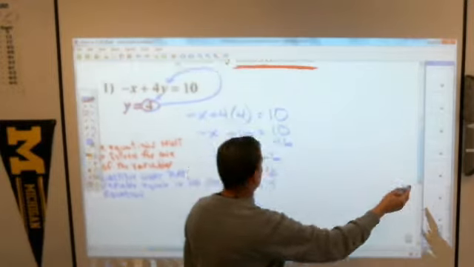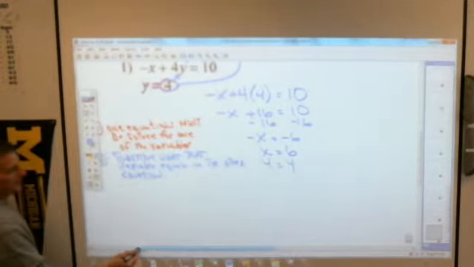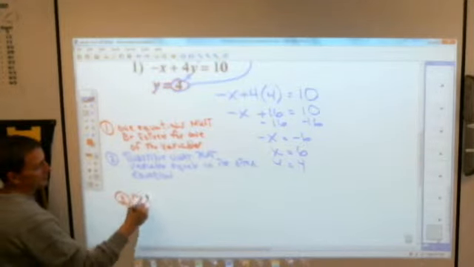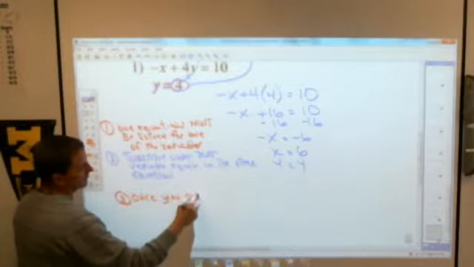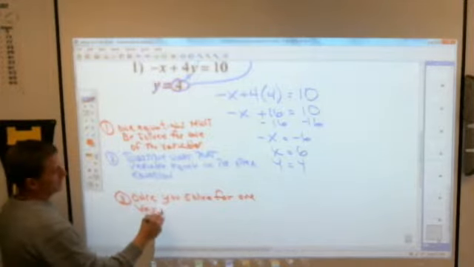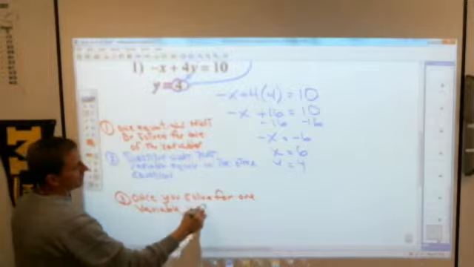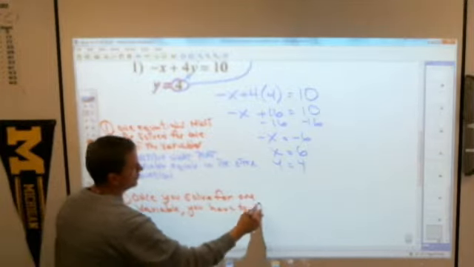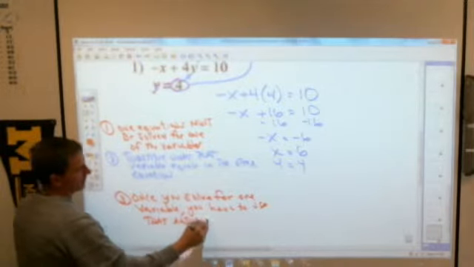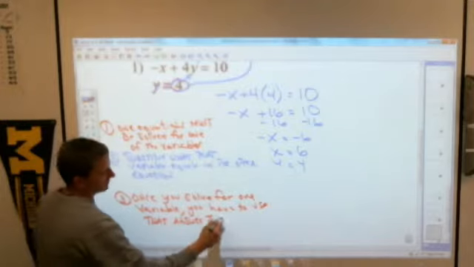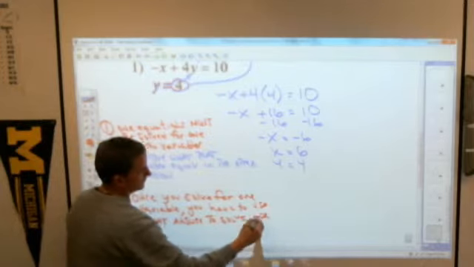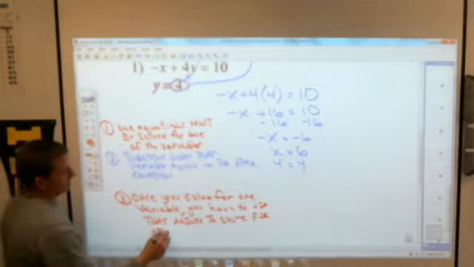The third step you have to put in here is this. Step number 3 is this. Once you solve for one variable, you have to use that answer to solve for the other. You'll see what I mean in the next one. This one didn't matter because it was already solved for one and you didn't have to worry about it for the other. You'll see in just a minute.